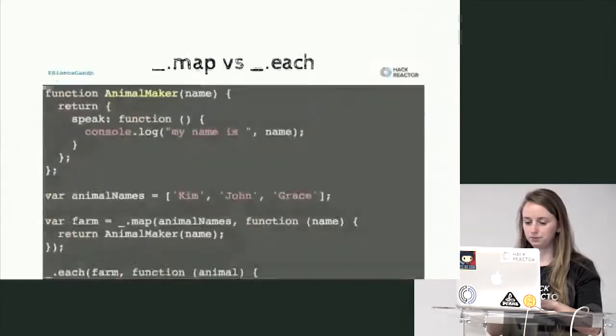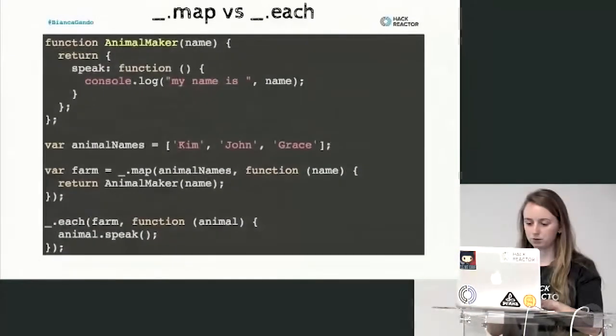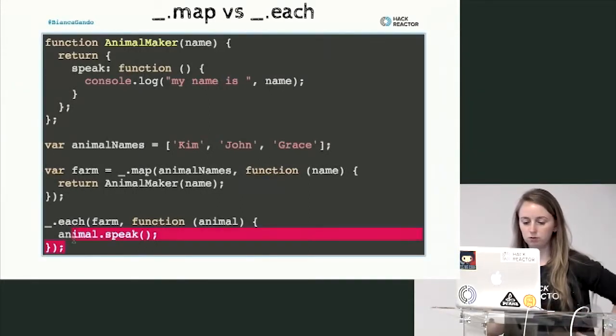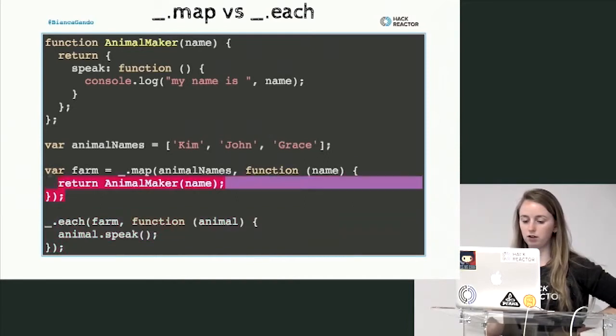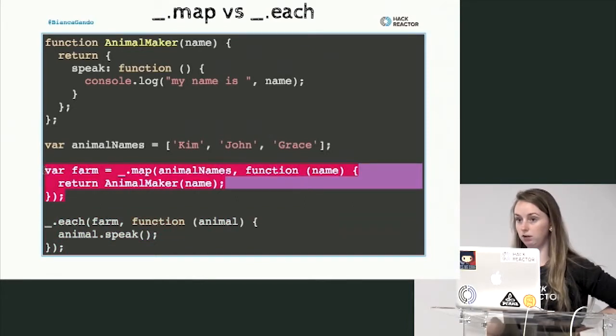Okay. Cool. We're right on time again. Awesome. So just a quick recap: each, we can't return anything. Map, we have to return something, and it returns into an array.